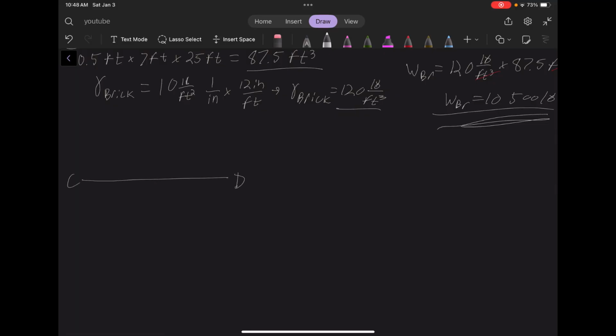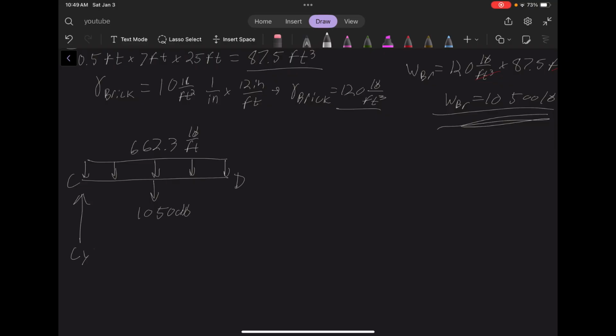This is floor beam CD. Again, distributed load here. Again, same 662.3 pounds per foot, but now we have the 10,500 pound brick wall right in the middle. I placed it right at the middle. You could probably add it some way and add it to the distributed load somehow. I didn't feel like doing that.